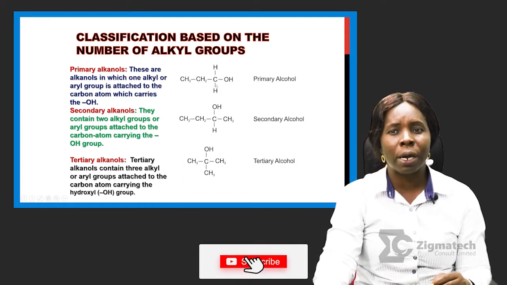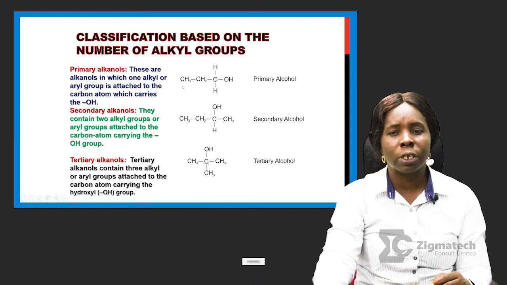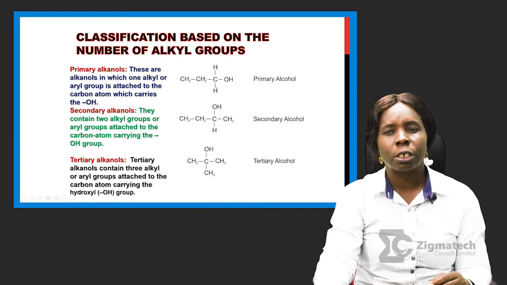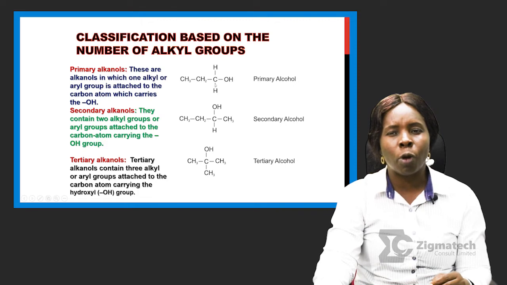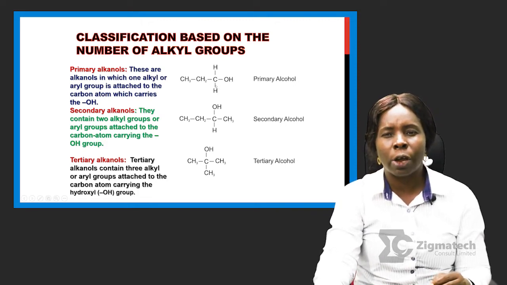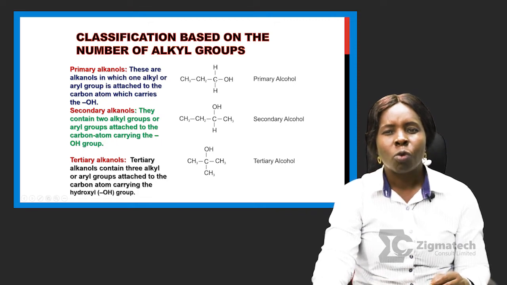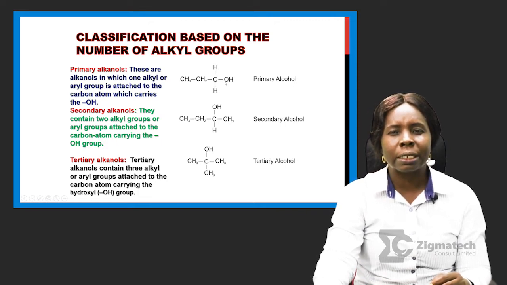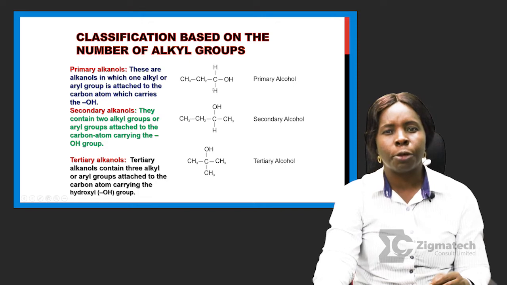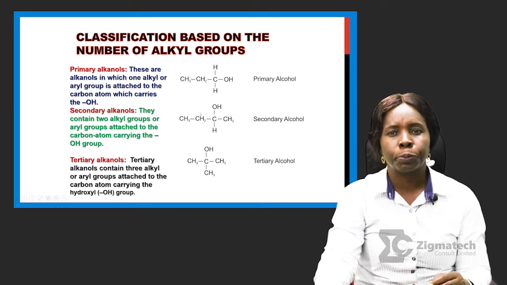And this compound is 1, 2, 3. So this is propanol or propan-1-ol. Anytime we have propan-1-ol, butan-1-ol, ethanol, methanol, when the hydroxyl group is at the end, it is a primary alkanol.